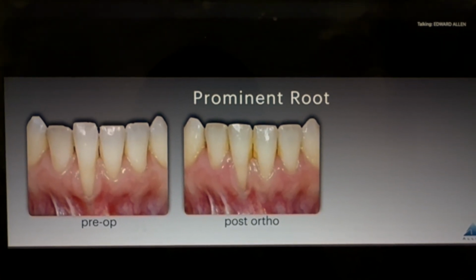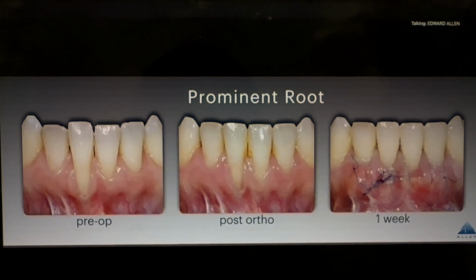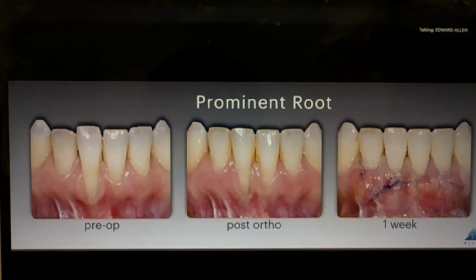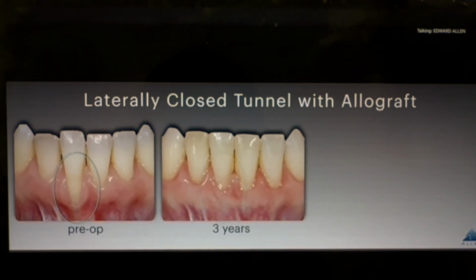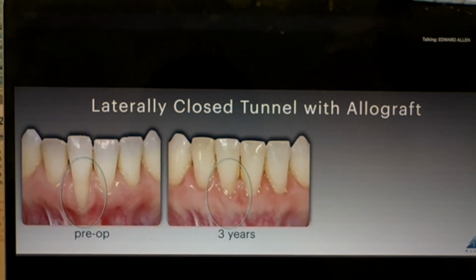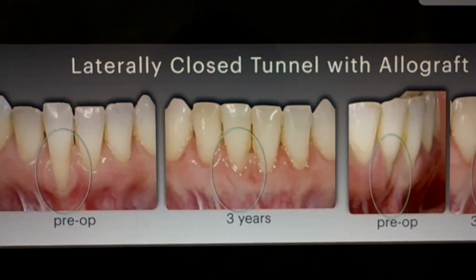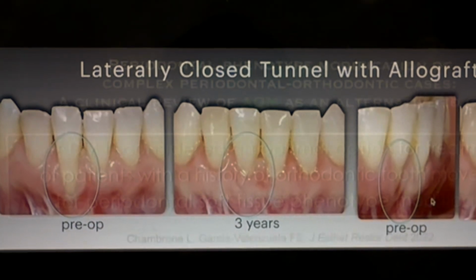And also the occlusion has been adjusted so there's no longer premature contact with that lateral incisor with that central incisor. This is a week after surgery with lateral closure, and at 3 years, what you'll see is significant change. This was a Miller class 3 recession, so it's not 100% root coverage, but you can also see quite a change in thickness as well as tissue position at the 3-year post-op mark.